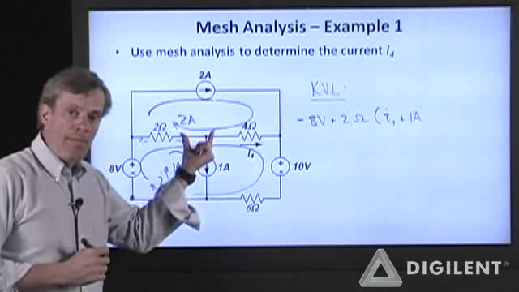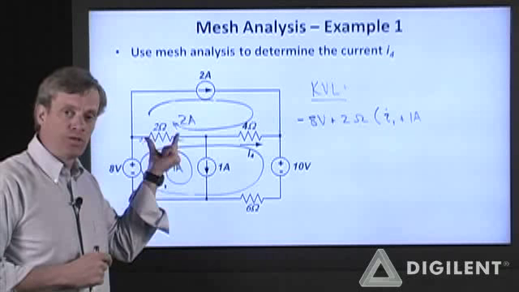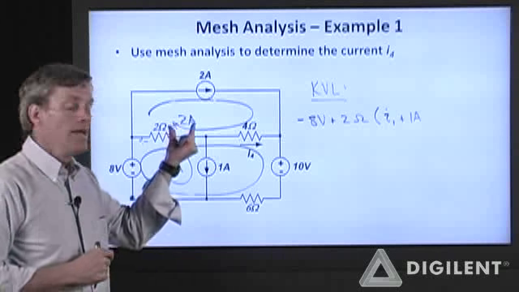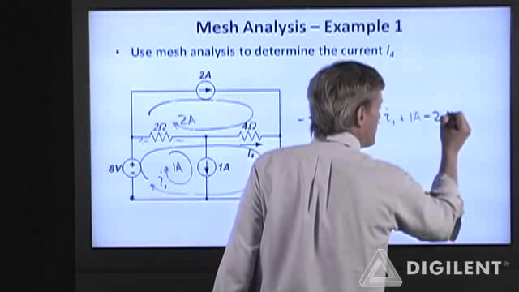The 2 amp constrained current is entering the negative voltage node of this resistor. It disagrees with the passive sign convention. It is a negative contribution.